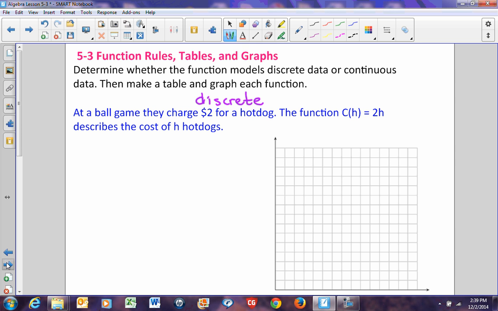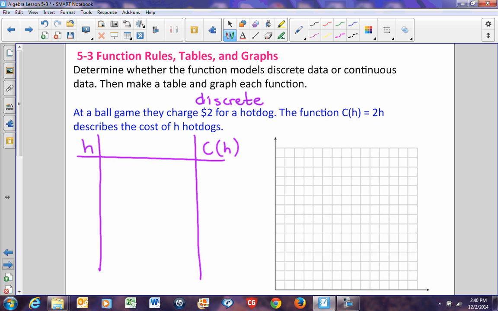Therefore, I only need one quadrant because everything's going to be positive. Therefore, I only need part of the x and y axis. So I'm just going to use the first quadrant. And I'm going to plot my data points and graph. Okay, so I have H and C of H. And this would be 2H in the middle. I'm going to use 0, 1, 2, 3, 4, and 5.